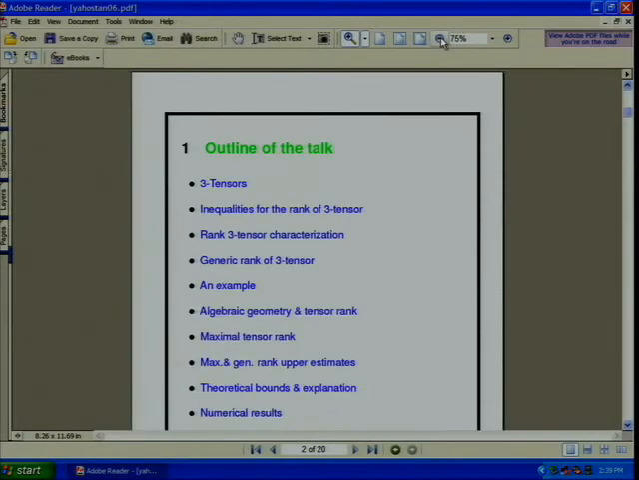So what is the problem with tensors? In this particular talk, we are talking about 3-tensors. So suppose you measure a 3-dimensional picture.